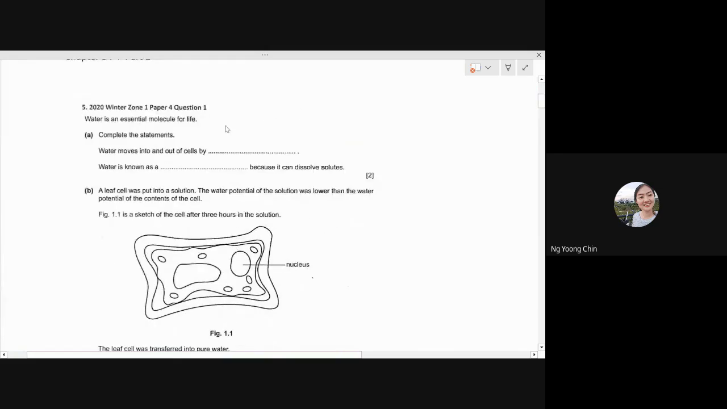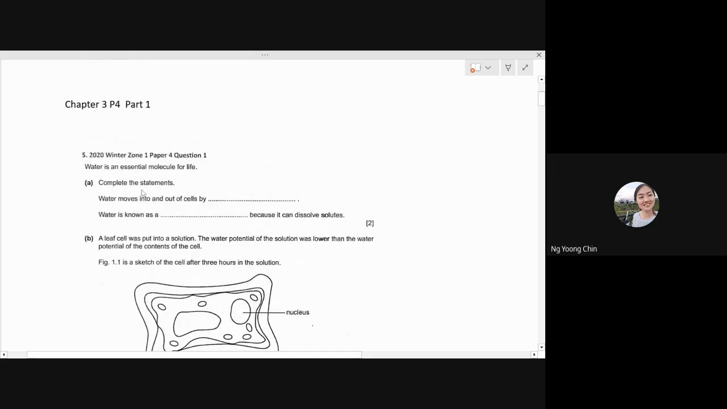Sometimes in this IGCSE exam, they like to come up with fill in the blank questions, which are very easy for you. Please score marks when they come up with this kind of question. Water moves into and out of cells by what term should you write? And then water is known as what, because it can dissolve the solute? The movement of water is caused by osmosis. Okay, so this is osmosis.